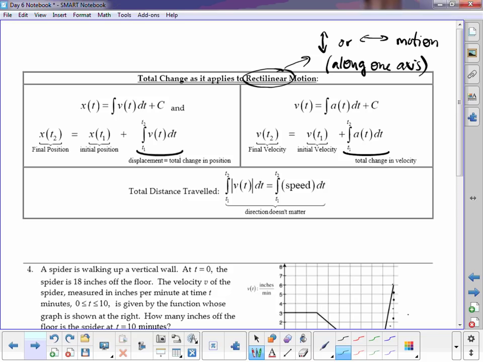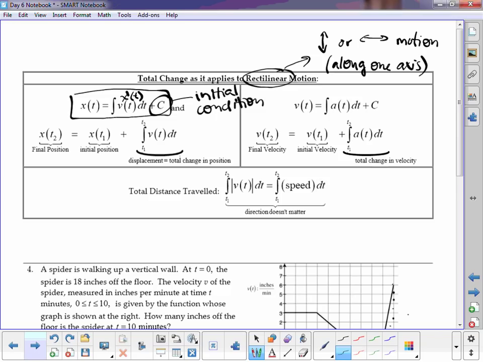Okay, so what does this mean for us when we deal with position, velocity, and acceleration? Well, we know from before that if I integrate velocity, that gives me my position, right? It takes me back a step. We can also think of it as velocity is just the derivative of position. So integrating a derivative takes us back to the original. Now, this plus c, again, that's just my initial condition or my initial amount.